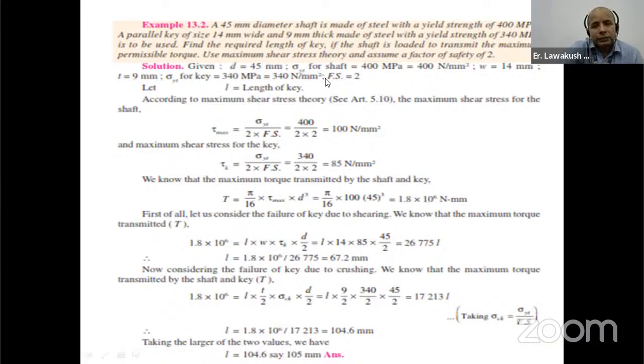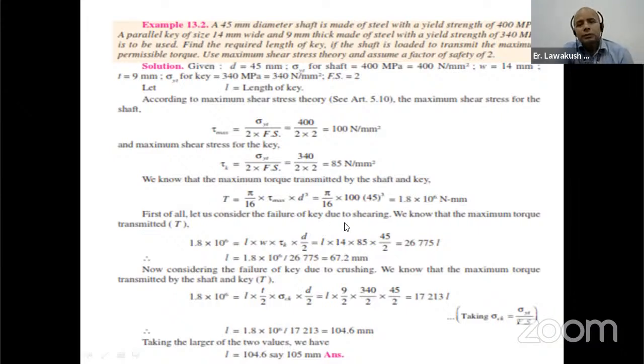So sigma yt is given as 400 Newton per millimeter square, which we put here, and the factor of safety is also given as 2. After simplification, we will get tau max equal to 100 Newton per millimeter square. The maximum shear stress for the key, that is tau k, equals sigma yt divided by 2 into Fs. The value of sigma yt is given as 340 Newton per millimeter square. We will put here divided by 2 into 2, where 2 is the factor of safety. After simplification, we will get 85 Newton per millimeter square.